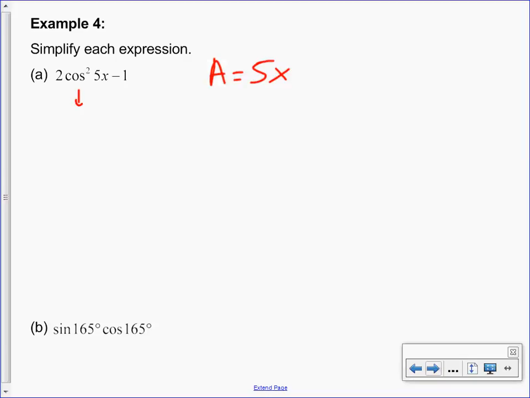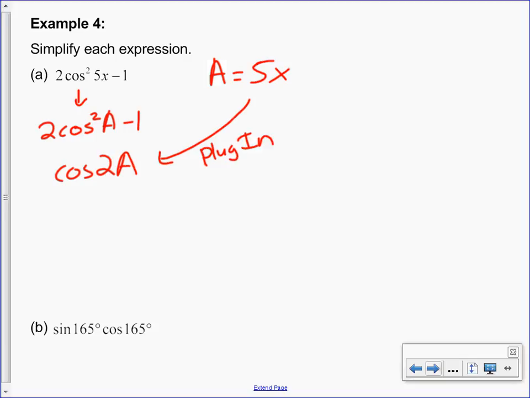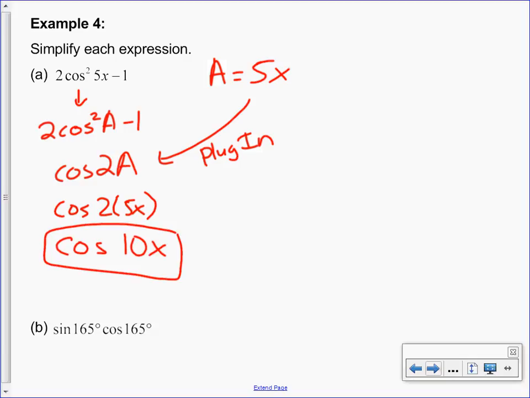So let A equal 5x. So this formula becomes 2 cosine squared A minus 1, which is the same thing as cosine of 2A. And at this point, plug it in. So it's the cosine of 2 times 5x, which becomes the cosine of 10x.